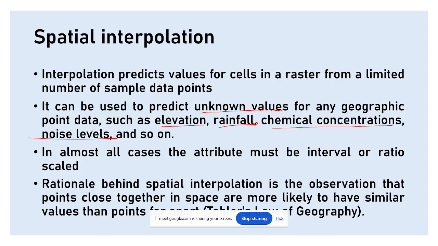The rationale behind spatial interpolation is the observation that points close together in space are more likely to have similar values than points which are far apart. This is Tobler's law of geography.